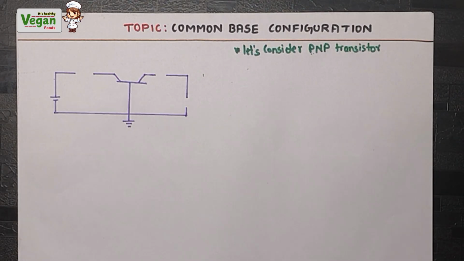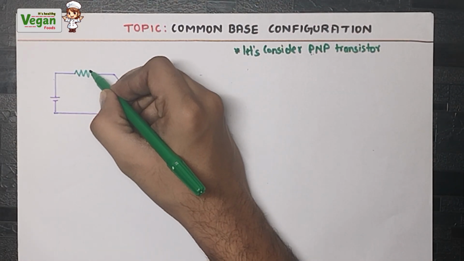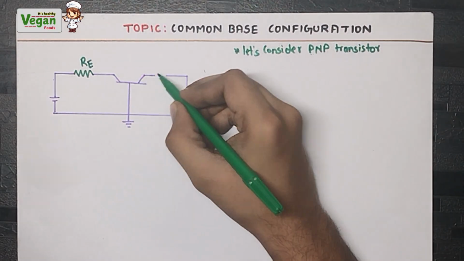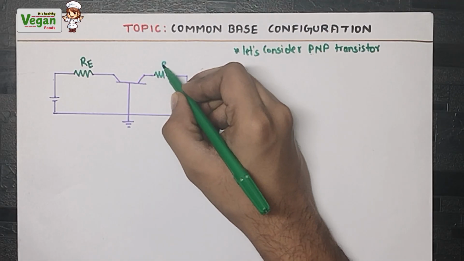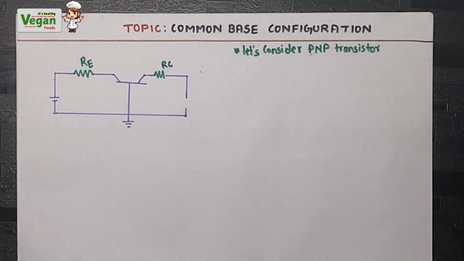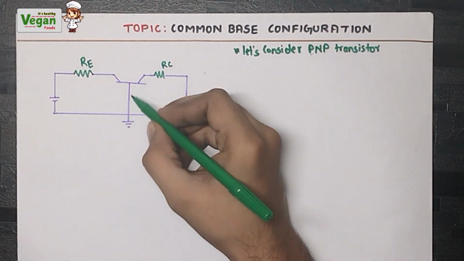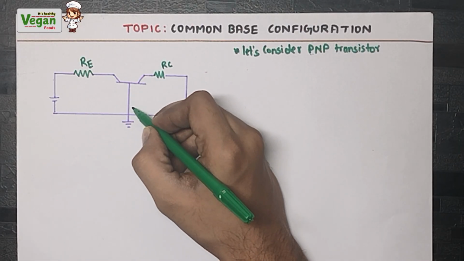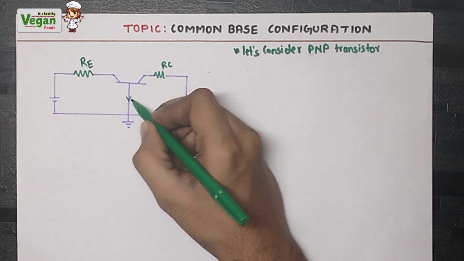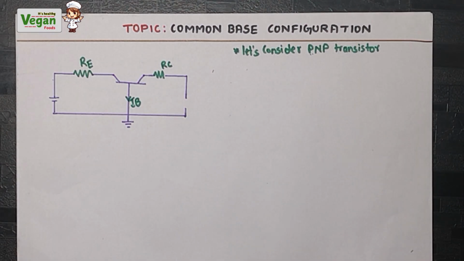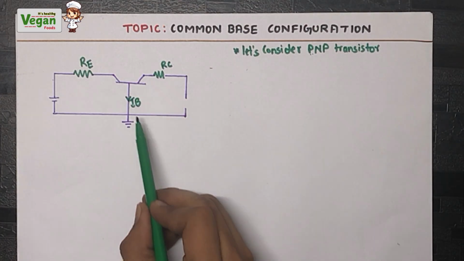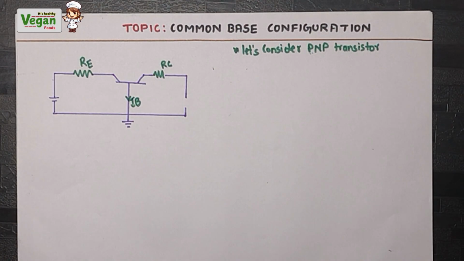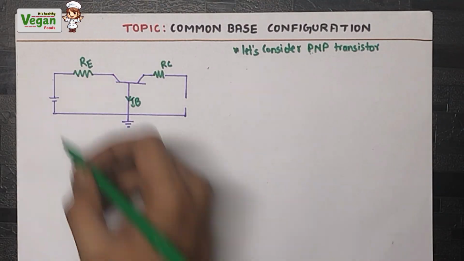What does common base mean? If I consider this resistance RE because of the emitter and this resistance RC because of the collector, then in between the emitter and the collector the base will be common. So the current IB, that is the base current, will be common. The base is common between emitter and collector, so it is called common base configuration.